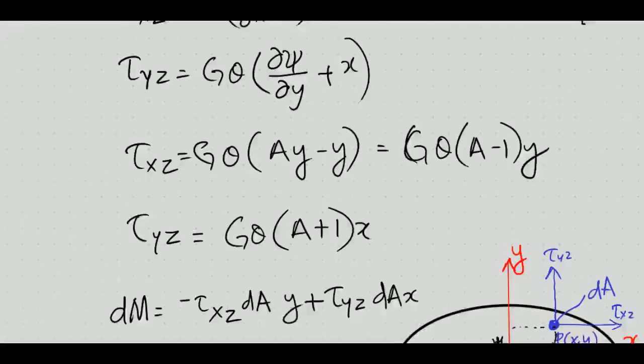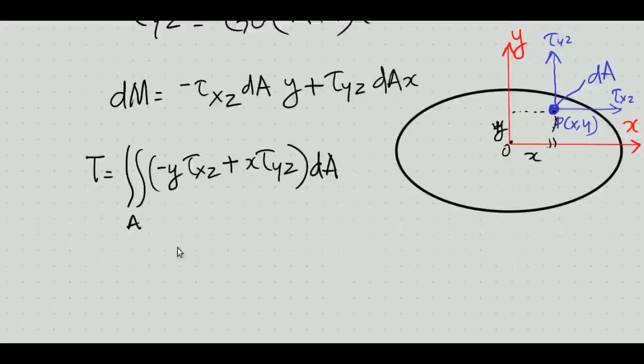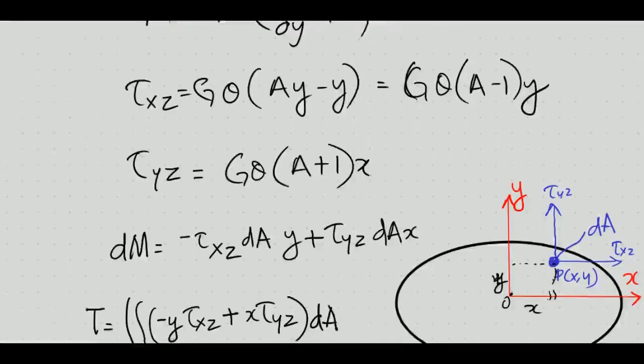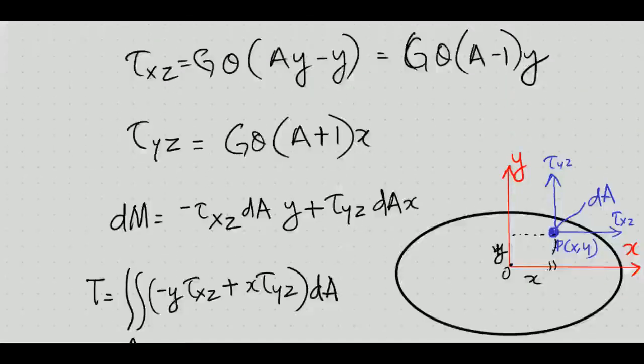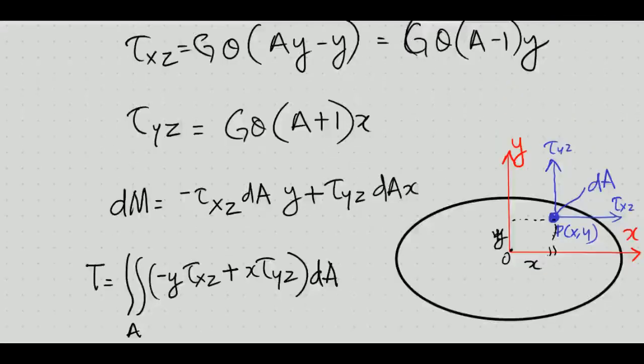Tau xz is G theta into (a minus 1) y, and tau yz is G theta into (a plus 1) x. So T can be written as the integral over A of minus y into tau xz, which is y into (a minus 1), plus x into tau yz.